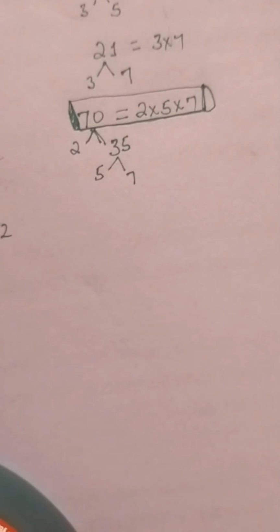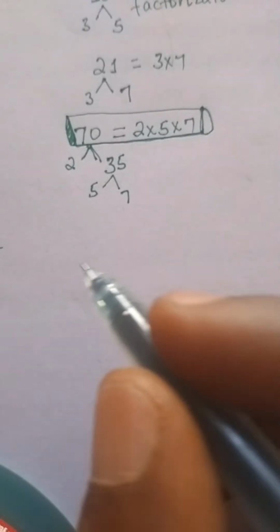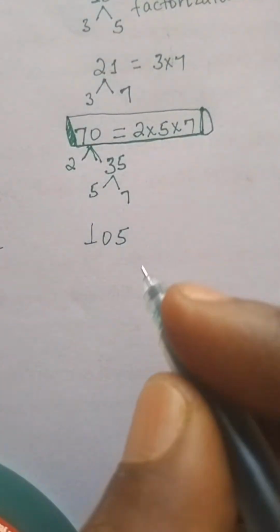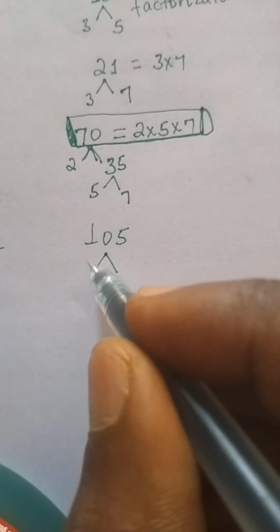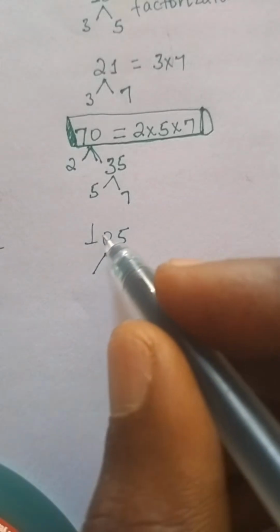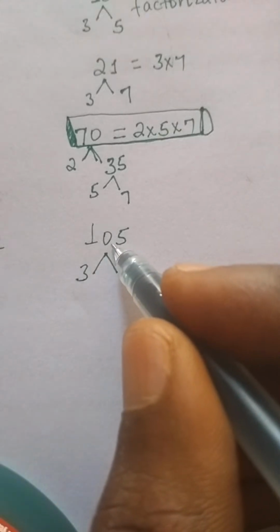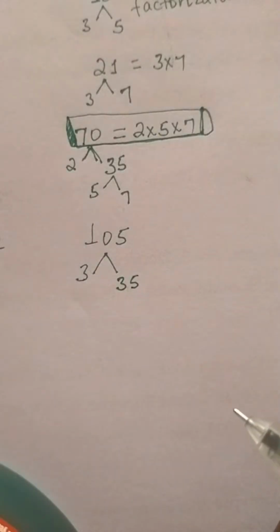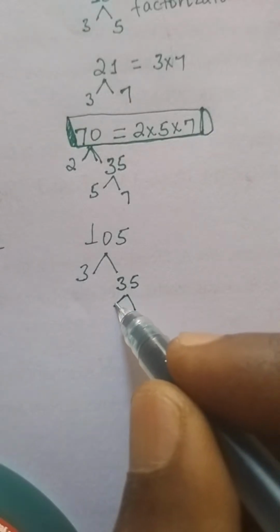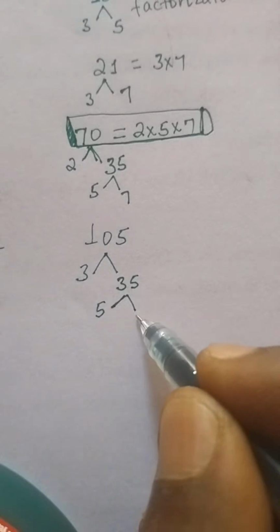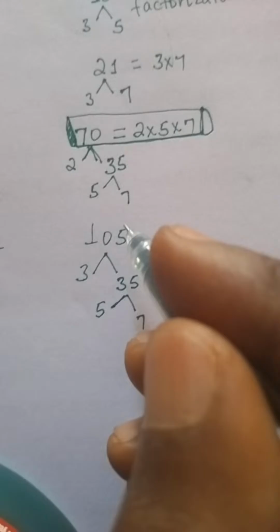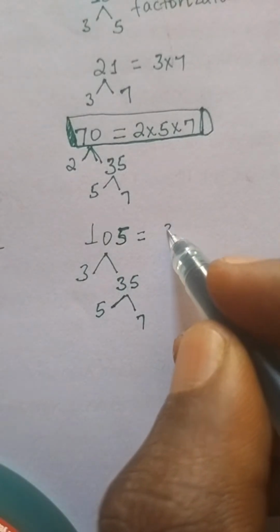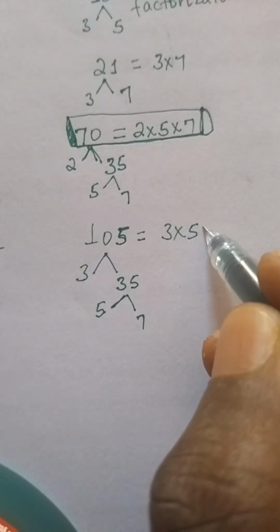Okay, let's come to another example. Let's take 105. How do we explain this 105 as prime factors? Divided by 2, no. By 3, yes, it is divisible by 3. Divisible by 3, how much? It is 35. Now, is it divisible by 3? No. Divisible by 5? Yes, it is 7. So we can explain the prime factorization of 105 as 3 times 5 times 7.